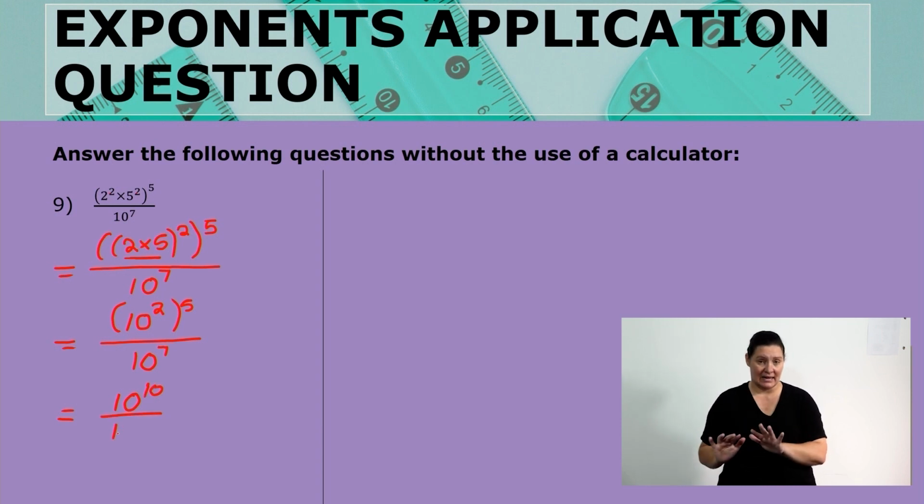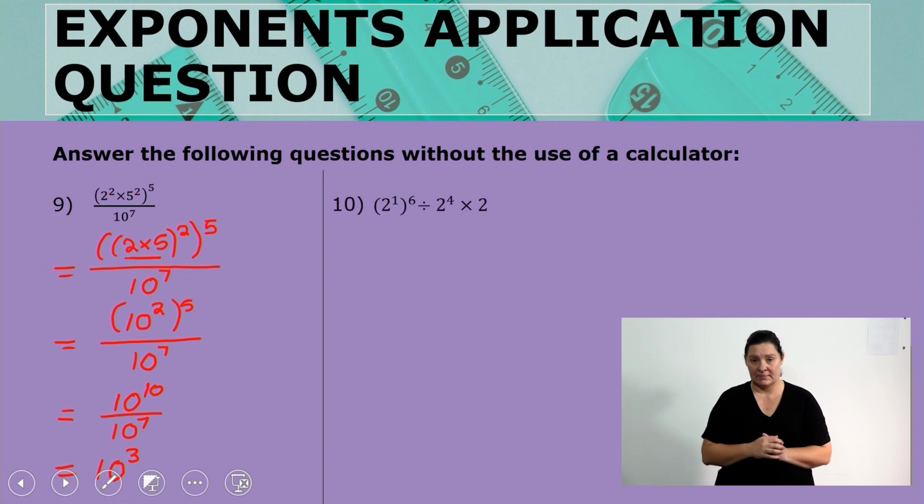When we divide that by 10 to the exponent 7, now we are dividing powers of the same base. That is 10 to the exponent 10 divided by 10 to the exponent 7. We are going to subtract the exponents, and that leaves us with 10 cubed as our answer. Let's move on to our last example.